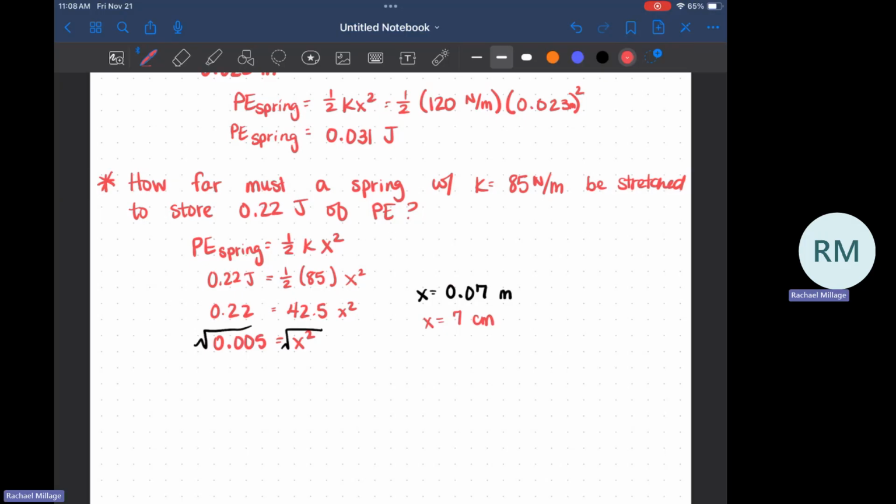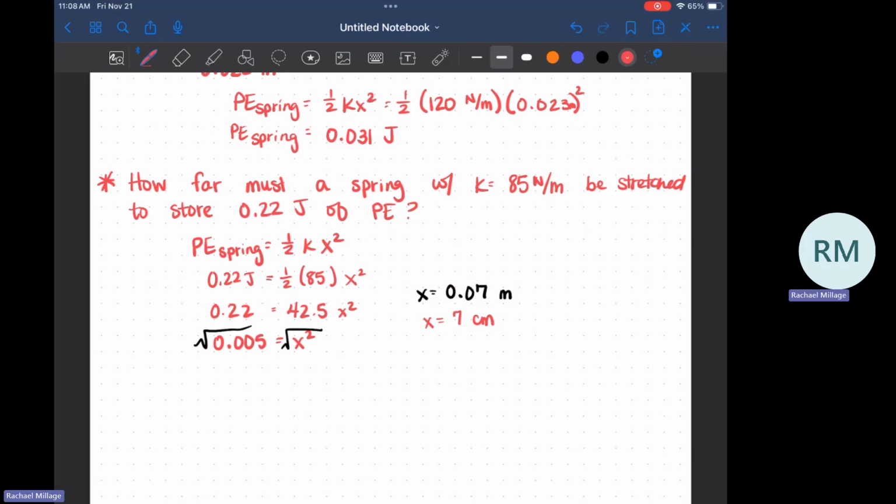A lot of times you want a non-decimal answer. Yep, if you can. Sometimes it'll ask you specifically for units. But it's way easier to imagine 7 centimeters than it is to say 0.07 meters.